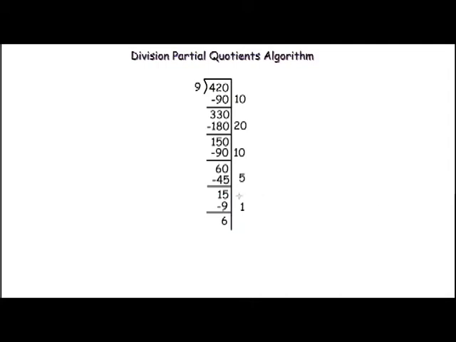Great. So we've got a 6. 9 doesn't go into 6. So we are done with this column. We've got a remainder of 6. That's the number 9 won't go into, so it's just our remainder. So now we're going to add up the right column.